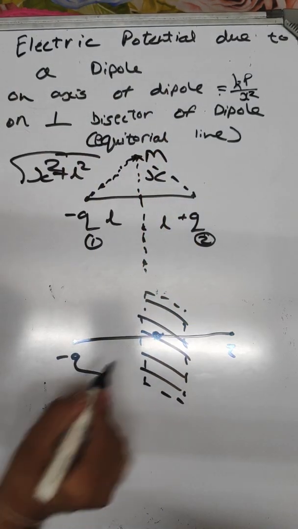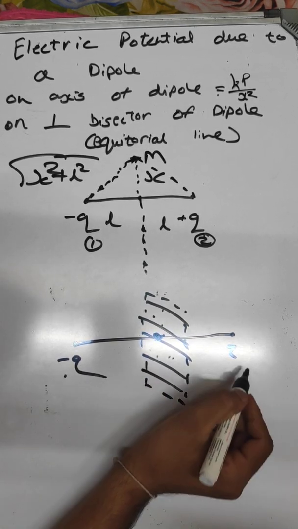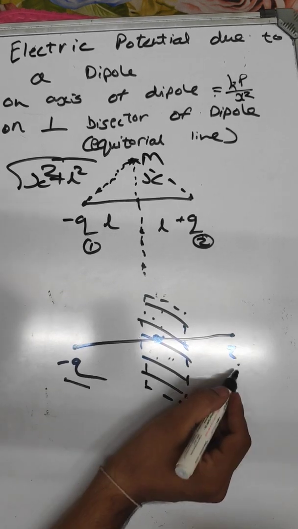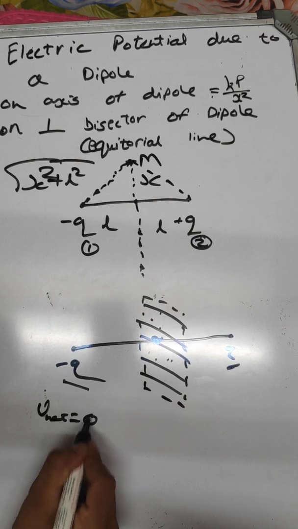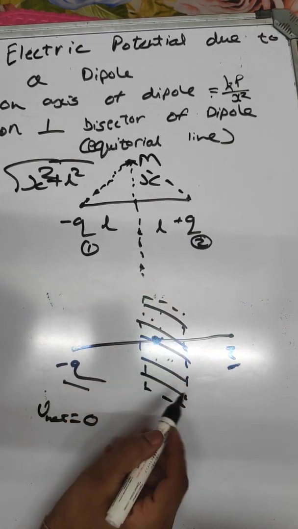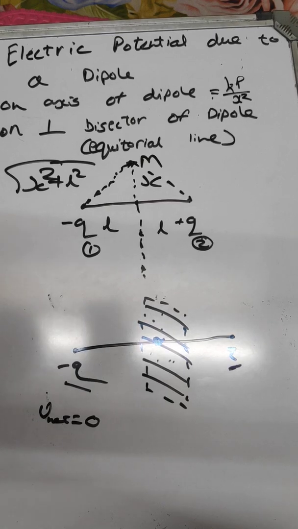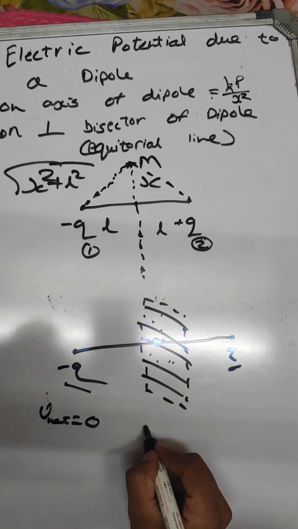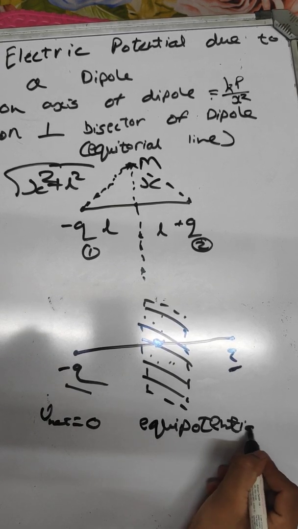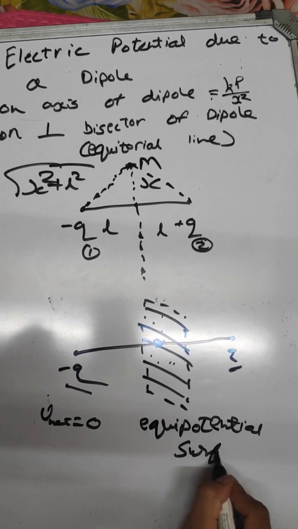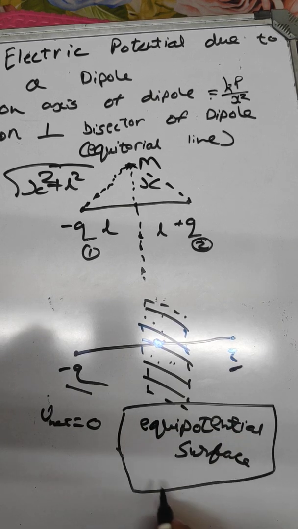Okay, now any point on this plane will be at equal distance from this point as well as this point. Whenever they are equal and opposite charges and at equal distance, then the total electric potential will always be equal to 0. So electric potential at any point in this plane, the plane that is the perpendicular bisector of this dipole, at each and every point the electric potential will be equal to 0. So you can also say it is an equipotential surface, because the potential on the whole surface is equal. That's why you can name it an equipotential surface.